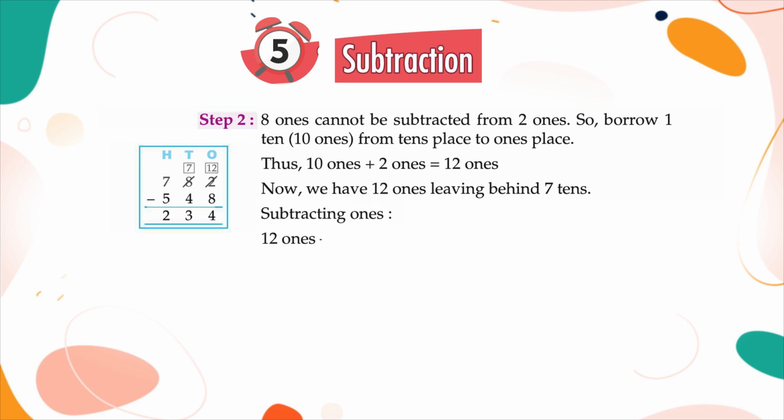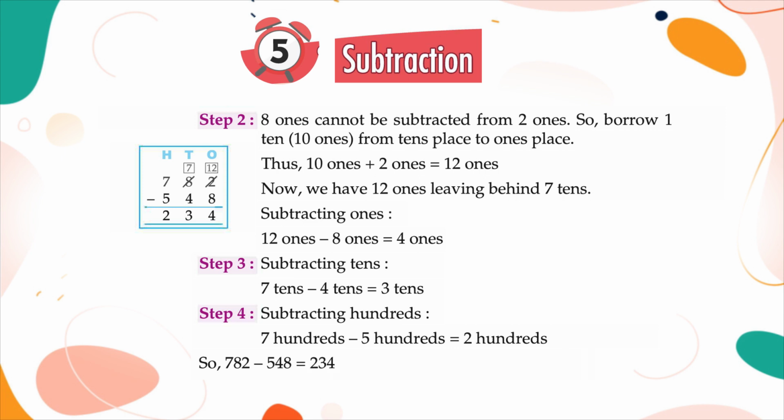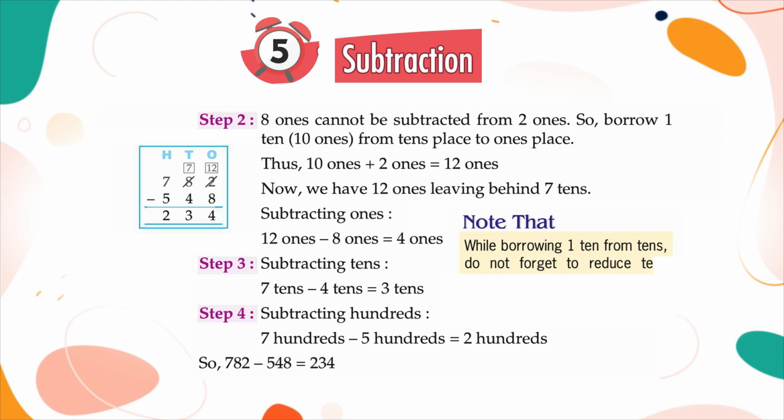Subtracting ones, 12 ones minus 8 ones is equal to 4 ones. Step 3. Subtracting tens. 7 tens minus 4 tens is equal to 3 tens. Step 4. Subtracting hundreds. 7 hundreds minus 5 hundreds is equal to 2 hundreds. So, 782 minus 548 is equal to 234. Note that while borrowing 10 from tens, do not forget to reduce tens digit by 1.